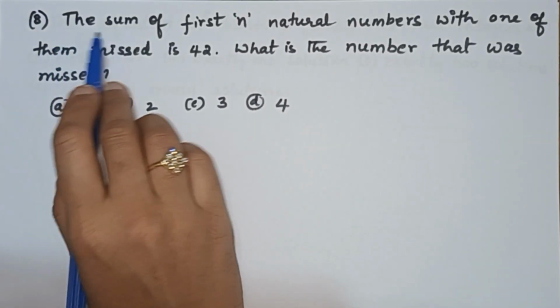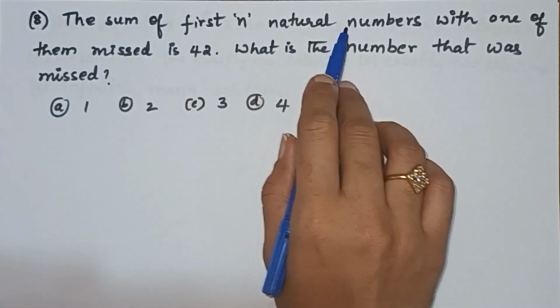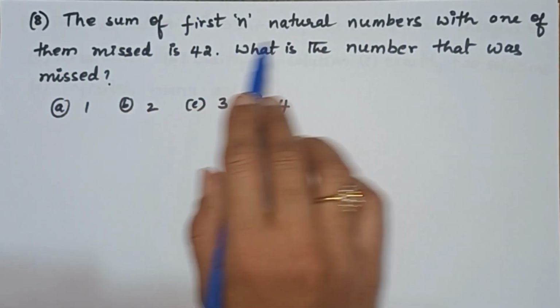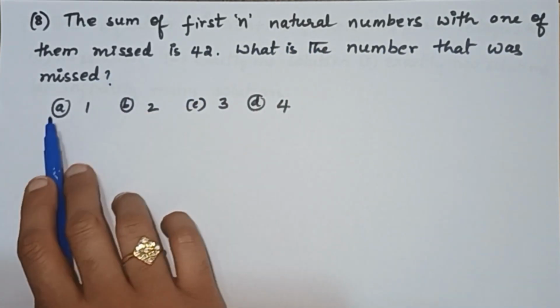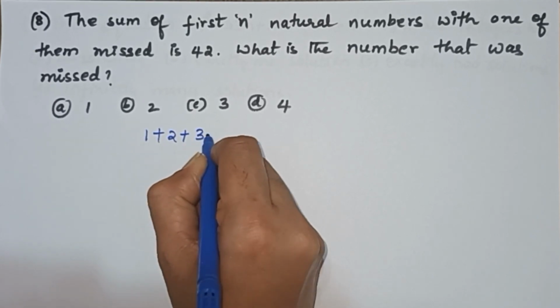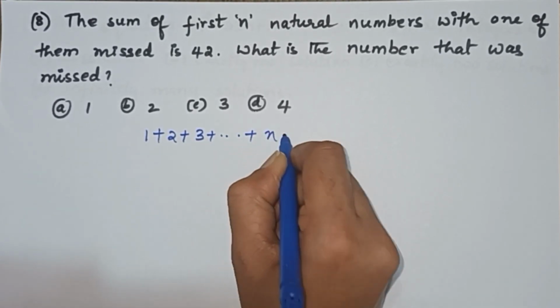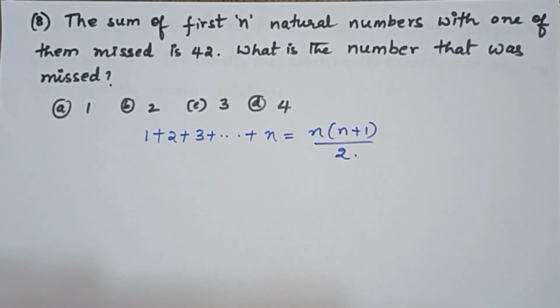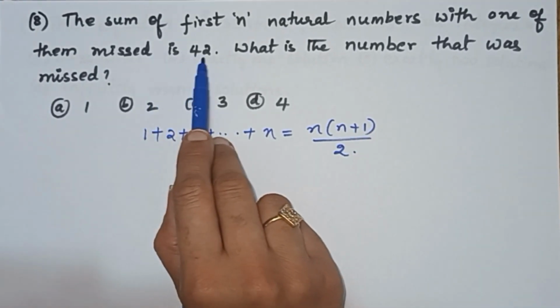Now, the eighth question: the sum of first n natural numbers with one of them missed is 42. What is the number that was missed? Four options given. So, first you should know the sum of first n natural numbers is given by the formula n into n plus 1 divided by 2. The sum is given as 42.